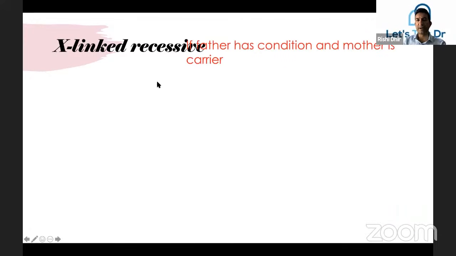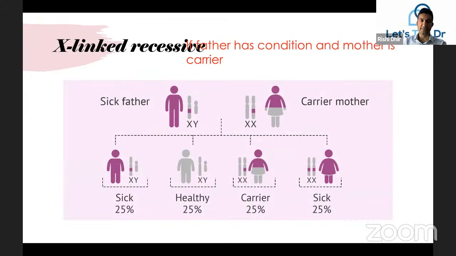The third scenario they might say to you is, what happens if the father has the condition and the mother is a carrier? So in that case, 50% of the daughters will have the actual condition itself. That's an important thing to know, okay? 50% of the daughters will be carriers and 50% will have the condition.